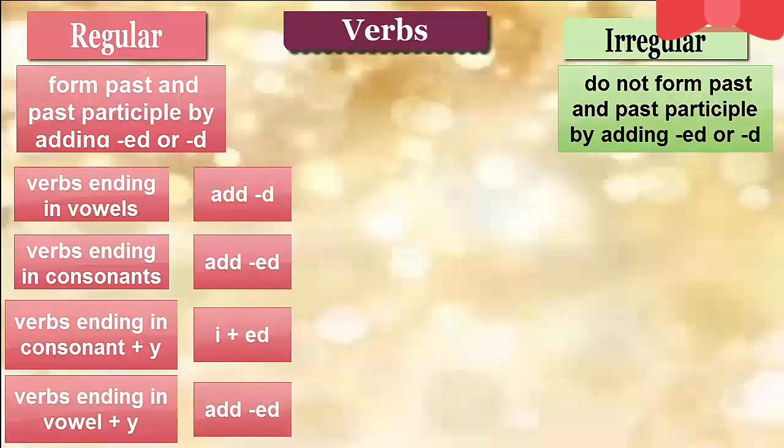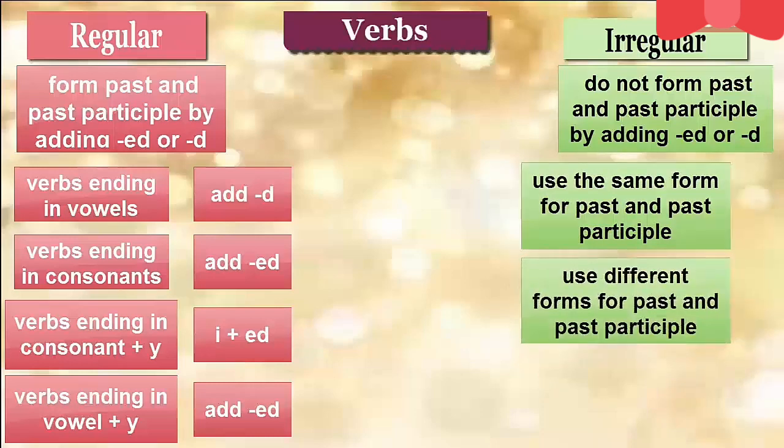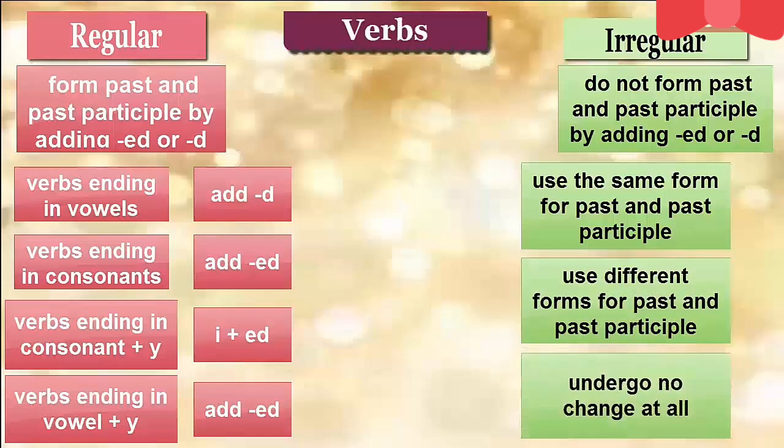Irregular verbs form their past tense and past participle in three ways. They use the same form for past and past participle, or they use different forms for past and past participle, or they undergo no change at all. Let us now do some activities.